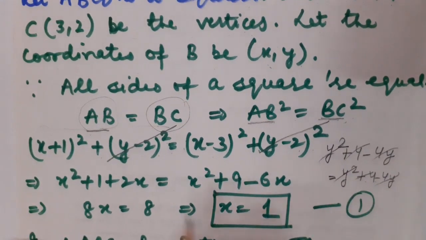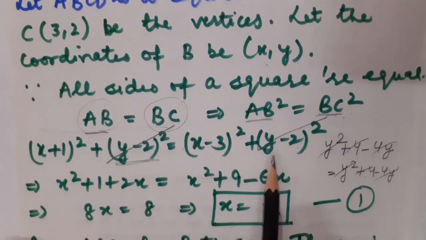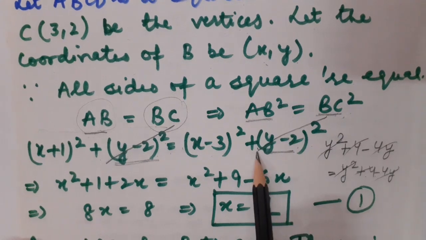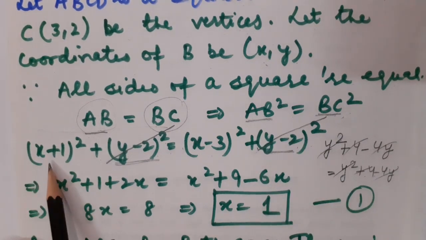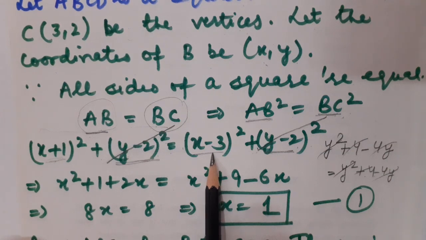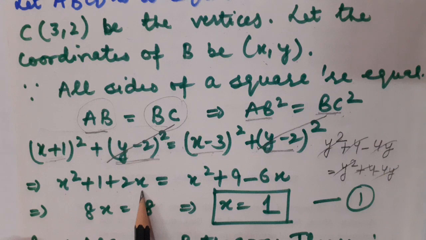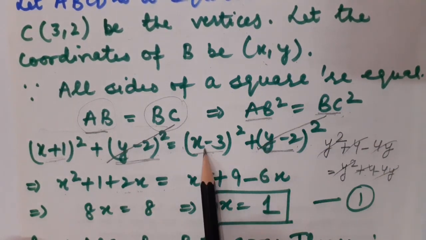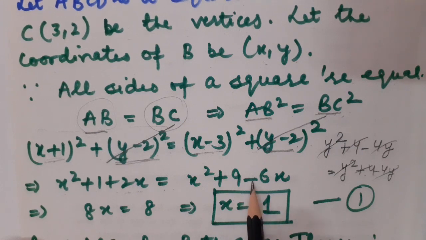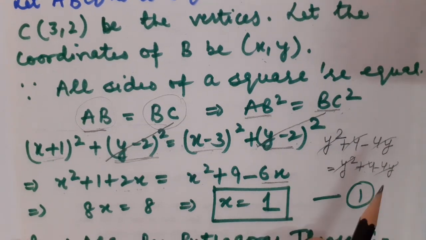Correct? This point I explained to you in my previous lecture as well. Instead of opening the identities, we can cancel them directly also. Now here open (a plus b) whole square and here open (a minus b) whole square. So we will be getting x square plus 1 plus 2x, that is 2 into a into b, is equal to x square plus 9 minus 2 into a into b, meaning minus 2 into x into 3, that would give you minus 6x.